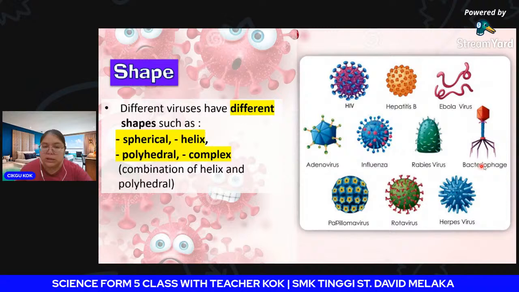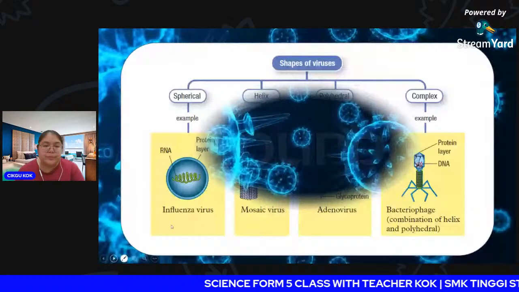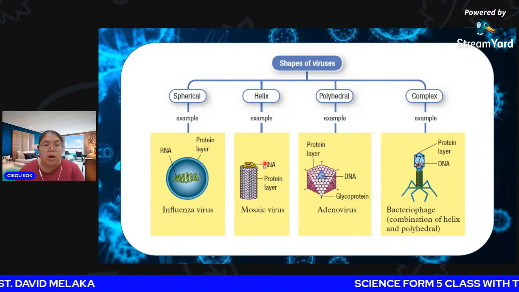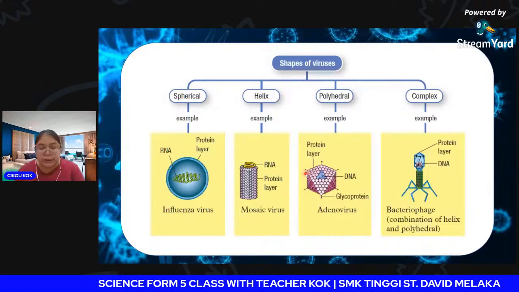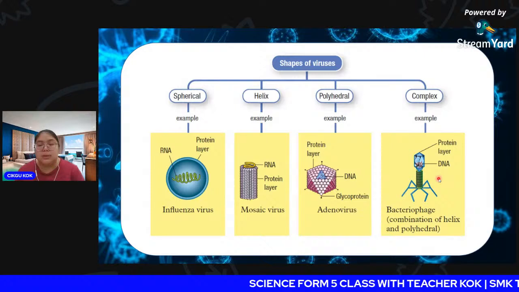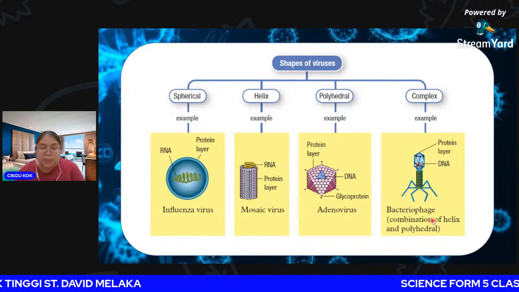From your textbook, they also introduce four shapes. This one is spherical, you can see a circle. Inside there is RNA, and then a protein layer also. This one is a helix, just like the rod shape. Inside also has RNA, then a protein layer. Then this one is polyhedral, just like the polygon shape. It also has a protein layer, but inside is DNA. So either DNA or RNA, protected by the protein layer. The last one is complex, a combination of the helix and the polyhedral. We call this one the bacteriophage. So these are the four types of virus shapes. Remember the name and also remember the shape.